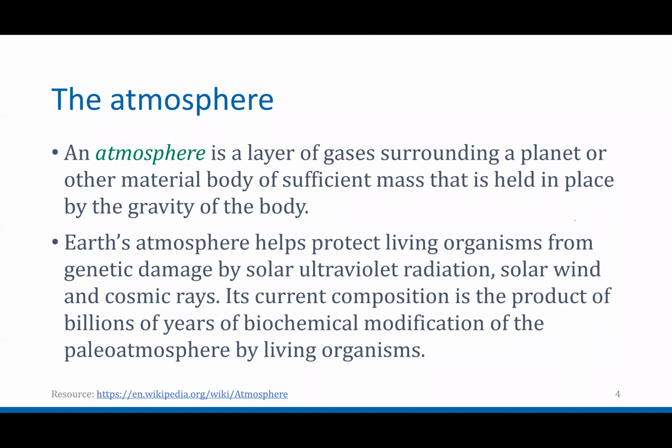Atmosphere. Now, we have the atmosphere that surrounds Earth. You hear people talk about the atmosphere, especially when they talk about climate change. Well, the atmosphere is not the only one. Atmospheres surround planets. It doesn't have to be Earth, right?